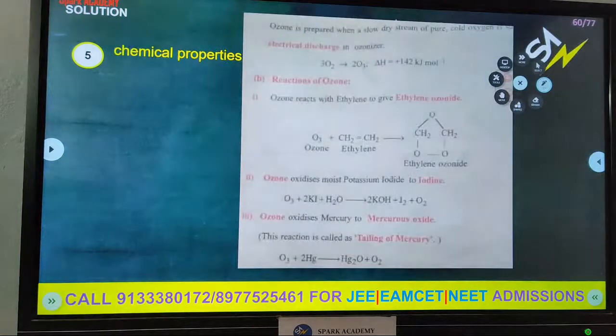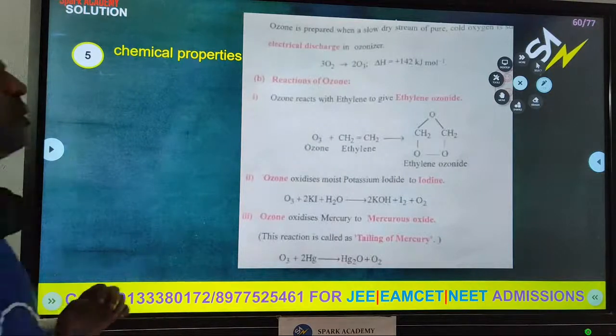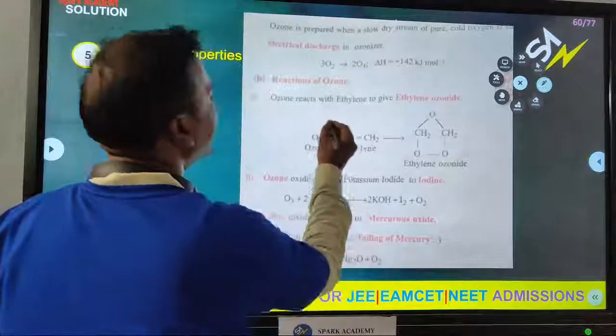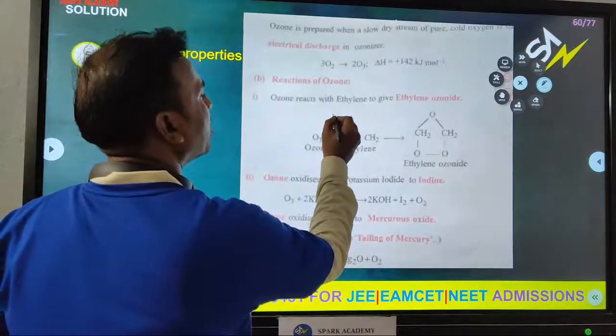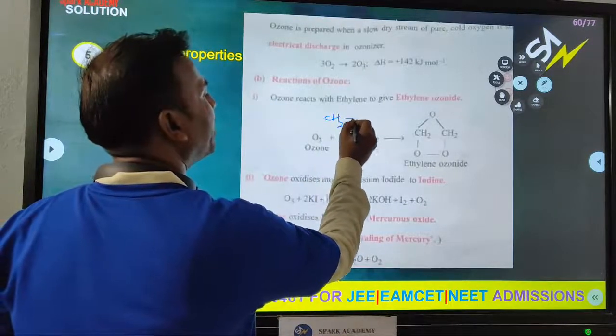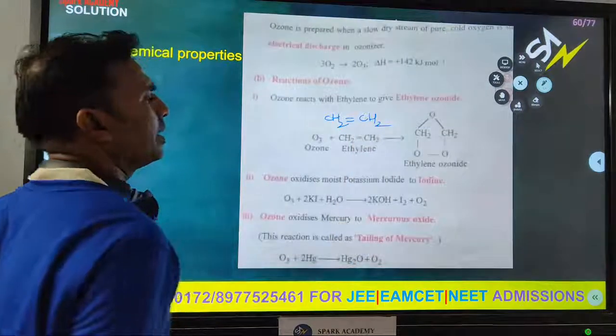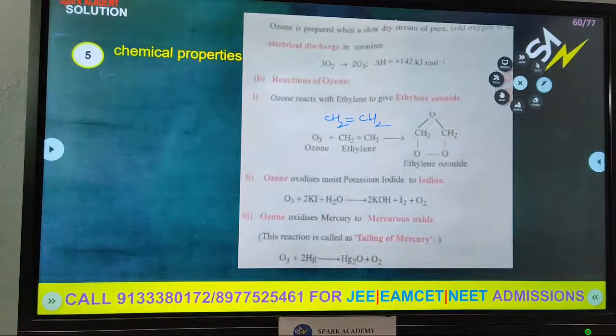Now, the chemical properties of ozone. Ozone reacts with ethylene. What is the formula of ethylene? CH2 double bond CH2. And it gives what? Ethylene ozonide. So when ozone reacts with ethylene, it gives ethylene ozonide.